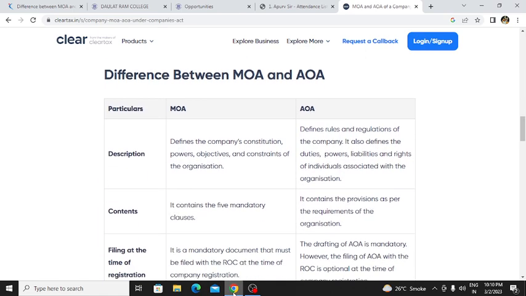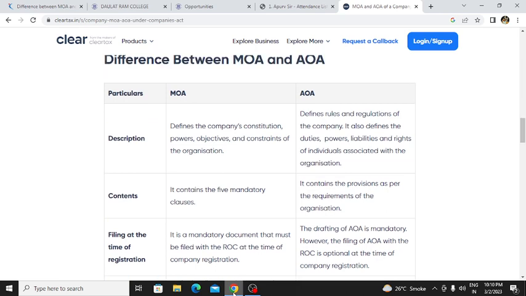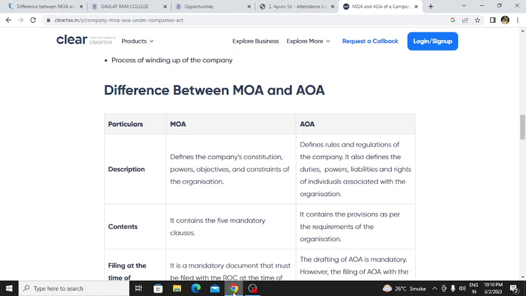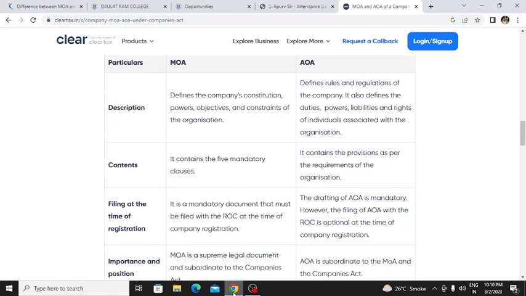Difference between MOA and AOA, that is the main question, and most of the time that will come in your exam in a recurring nature. So MOA and AOA. Description: define the company constitution. MOA is the company constitution and it will contain the power, objective and constraints of an organization. AOA is the rules and regulations and defines the duties, power, liability and rights of individuals.